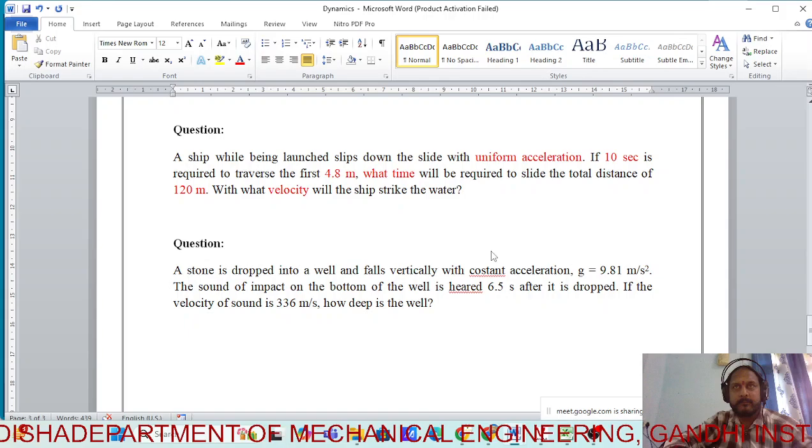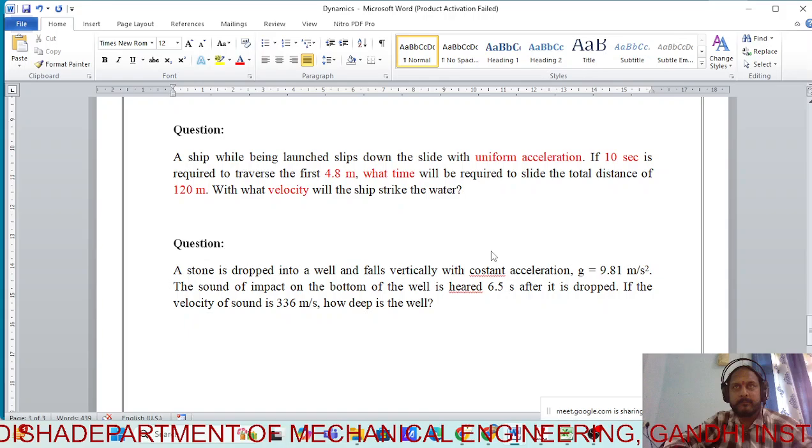Clear? So when it is falling, as I told you in the class, when it is simply dropping, acceleration due to gravity is plus G or not? So that is plus G, 9.81 meter per second square. All of you are clear? Now when you are dropping the stone, that stone is hitting the water inside the well, which is in the bottom of the well. That sound, when the stone touches the water, is heard 6.5 seconds after it is dropped. Question is very easy. Everything is there in this statement only.